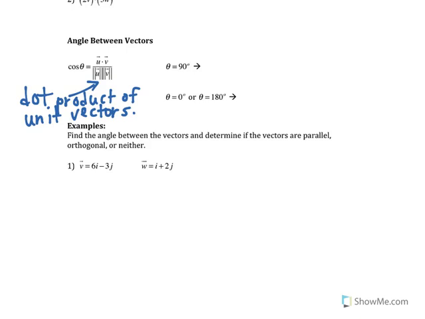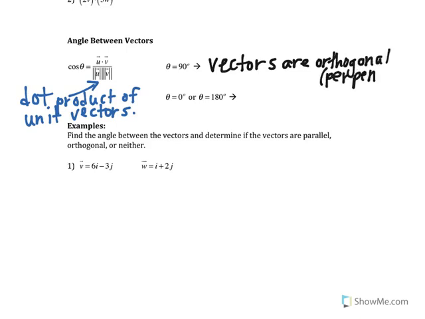There are two special situations. If you come out with a theta of 90 degrees, the vectors are what's called orthogonal. That's just the vector word for perpendicular. Can't spell perpendicular apparently. We are going to use the word orthogonal though, but you'll think of perpendicular when you're doing it. And if you get 0 or 180 degrees, the vectors are parallel. If you get something different, then it's neither.